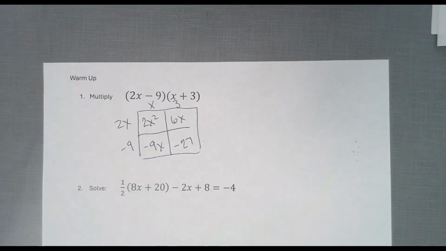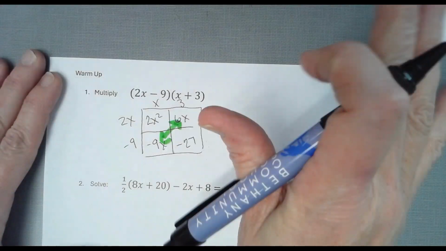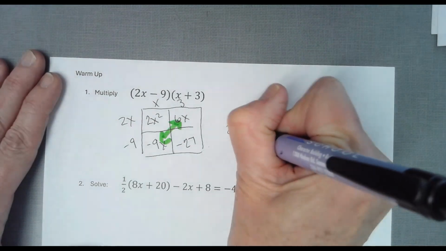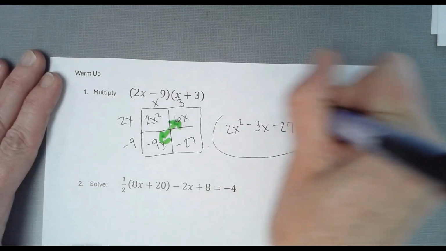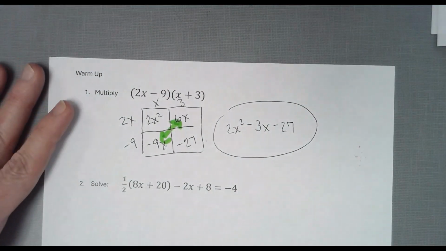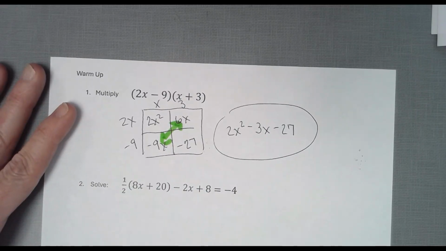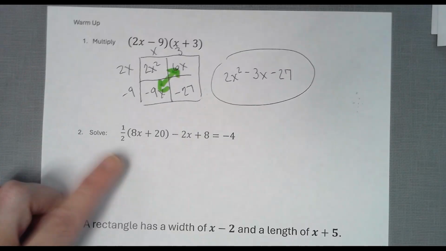Okay, and then this is your answer, but y'all, we can clean it up because we're adding powers now. This is a negative 3x in the center. And then minus 27 tacks on the end, and 2x squared. There you go. 2x squared minus 3x minus 27. How'd y'all do? Nice.